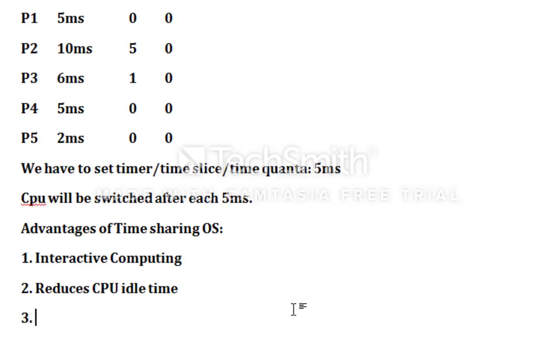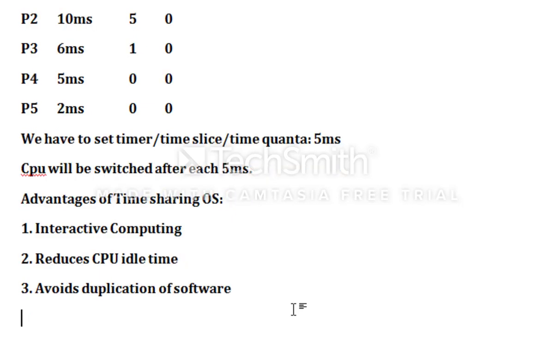And the third advantage is avoids duplication of software. Several programs are frequently used by many users. In a time sharing system, such programs are kept in a system library and can be accessed by any user online. Thus, the user can save time of writing similar programs again and duplicating them. Right? This is the third.